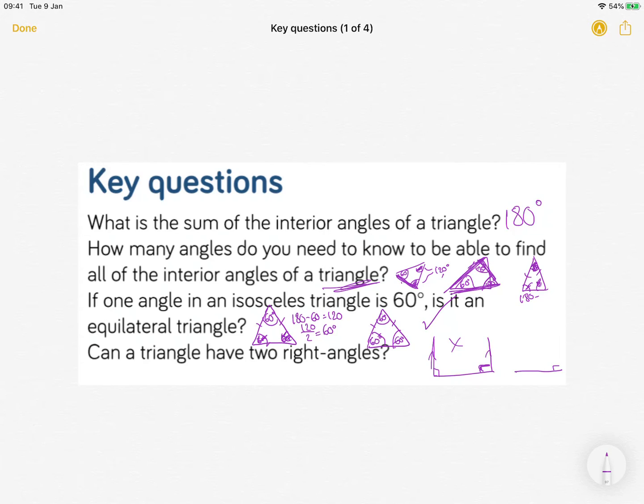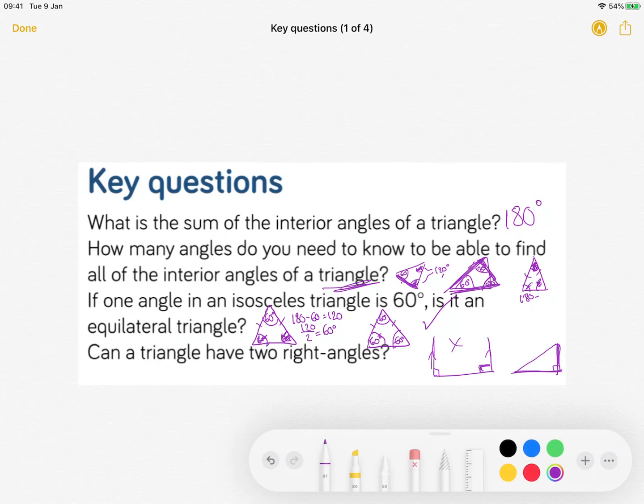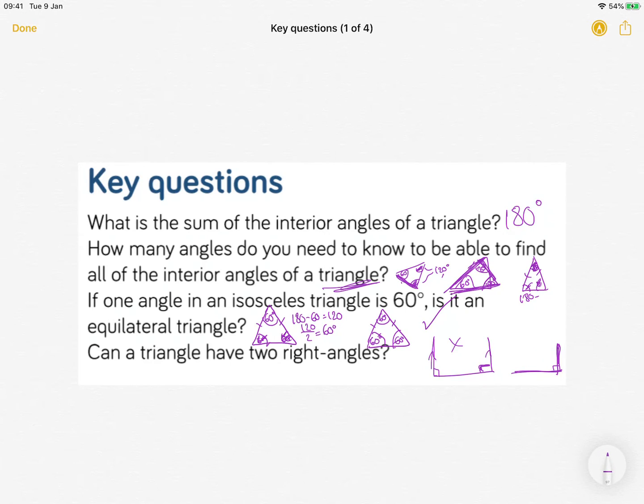Or maybe I could have my right angle here, and I'd like it to come down from the top down to the bottom there, but if I have a 90-degree angle, then I know it's got to go like that, and these lines would be parallel.